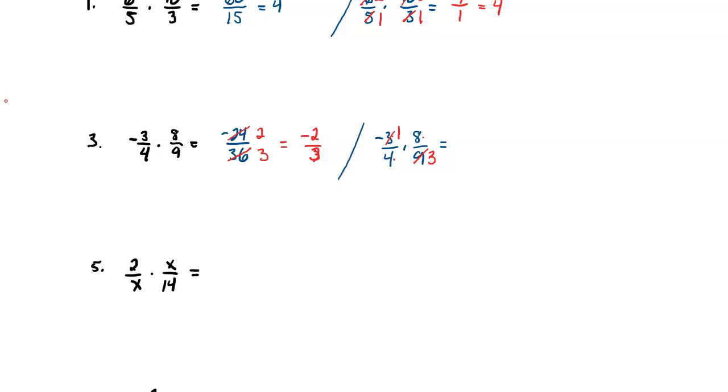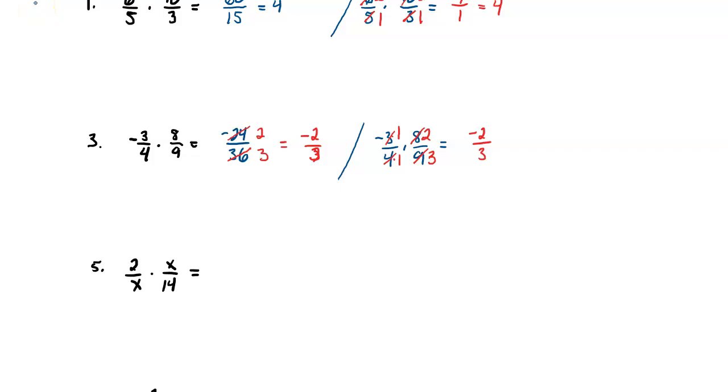The 8 and the 4 reduce. They both divide by 4. 8 divided by 4 makes 2, and 4 divided by 4 makes 1. -1 times 2 is -2. And 1 times 3 is 3. Notice it's the same answer. Now, in your opinion, which way was the easier way? Which one was more efficient?